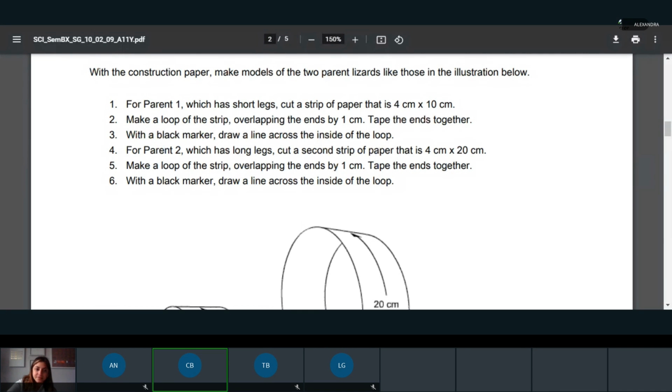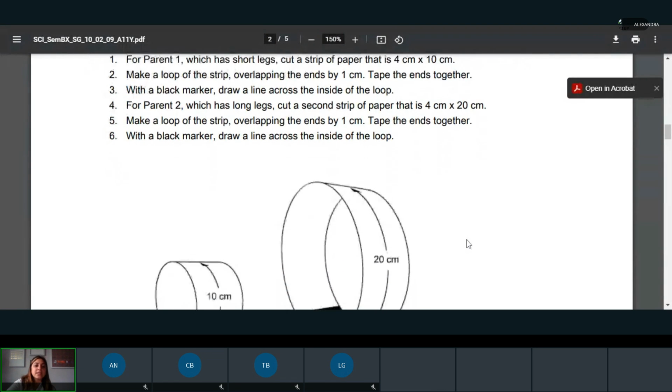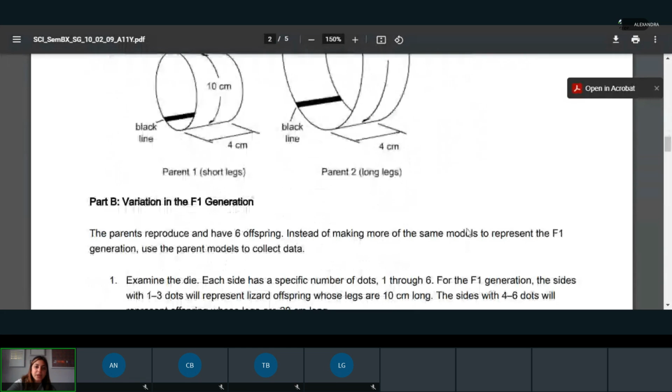So then with your little small strip of paper, you just fold it into a little circle type thing. Okay. Great. Okay, so I'm going to go ahead and move on. So for those of you who are still creating your loops, that's totally fine. Keep doing what you're doing. Just try to listen as I explain what we're going to do.